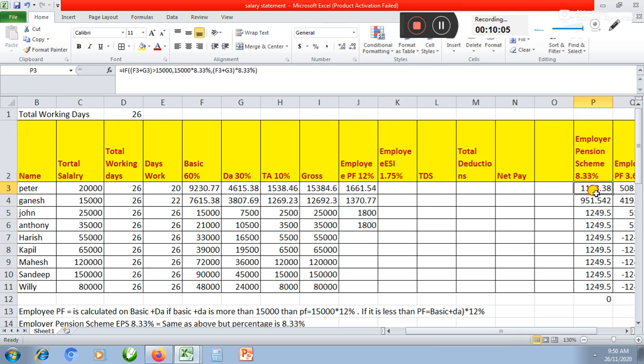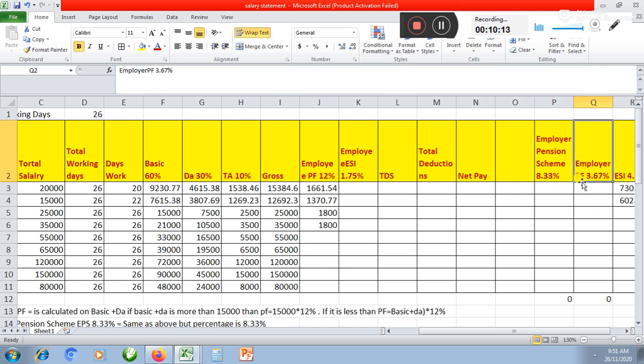I'll remove this first. Here I will explain the employer. Employer is also the same thing, but the rate is different. If I add this 3.67 and 8.33, it is 12% only. This is the employer side, remember. But employer PF is divided into two: one is 8.33 and 3.67. Now this is also calculated the same way we have done on basic plus DA.